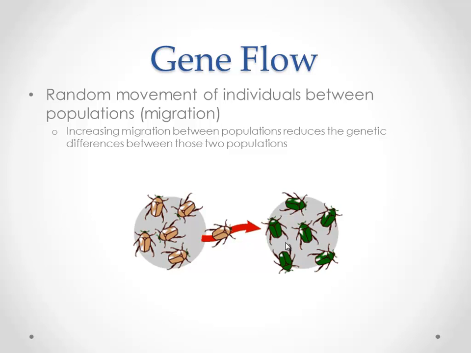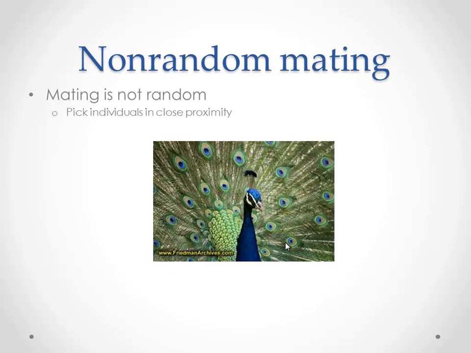Okay. The next mechanism of change is non-random mating. We've talked about this a lot, that mating is not random. Most organisms pick individuals that are in their close proximity, in their same family, in their same tribe, or in the next neighboring tribe over. Here, before travel got to be so widespread, you married someone in your community or the next community over.